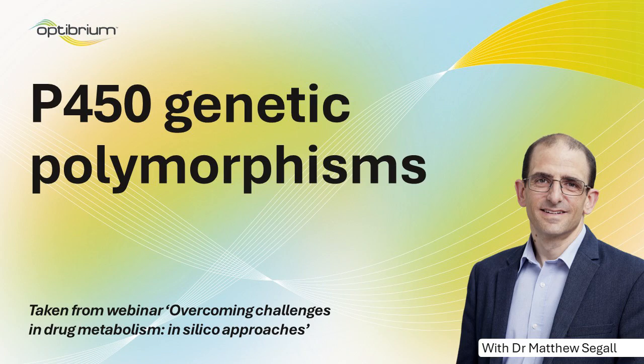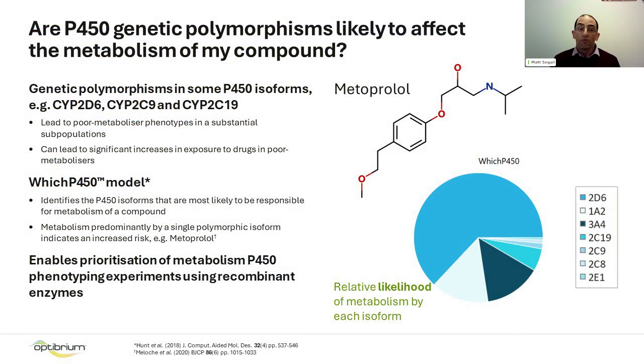We mentioned genetic polymorphisms, and certainly the polymorphisms in some P450 isoforms, such as 2D6, 2C9, and 2C19, are quite prevalent. This leads to poor metabolizer phenotypes and substantial subpopulations, particularly within certain ethnic groups. And that phenotype can lead to significant increases in exposure to the drugs in those poor metabolizers. And so this is something we would want to identify early on, the potential for that.